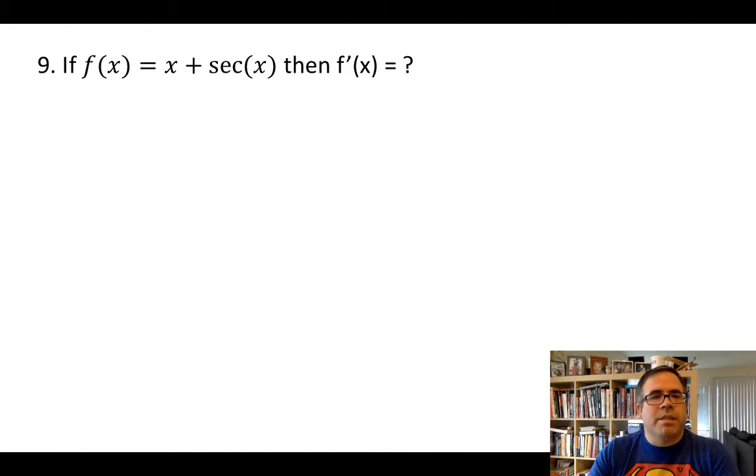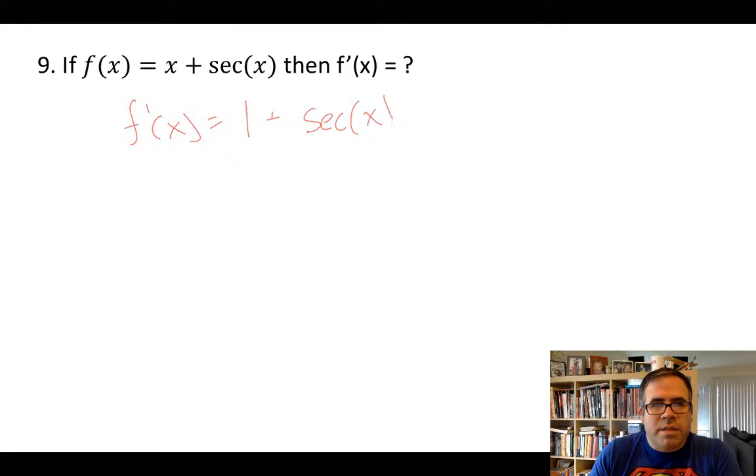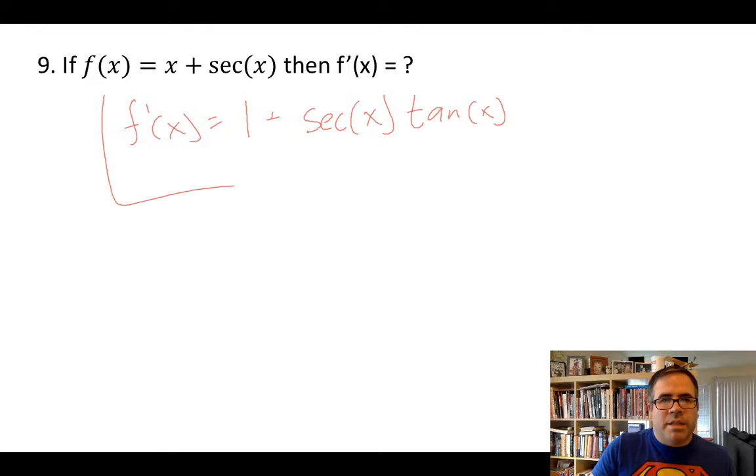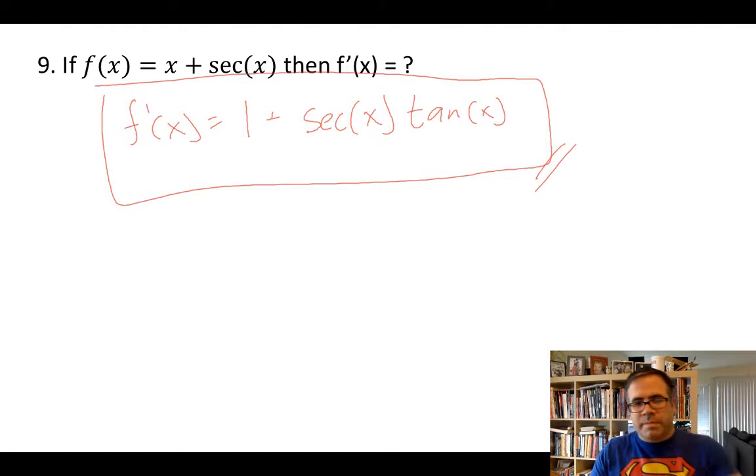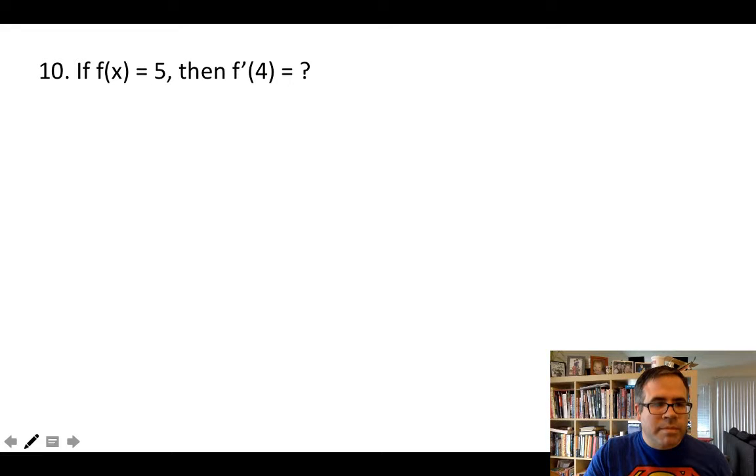Now, if f of x equals x plus secant of x, then what is f prime of x? Again, a pretty straightforward problem. It is just asking you to find the derivative of this function. F prime of x, since we're separated by plus, it's term by term. The derivative of x is 1. The derivative of secant is secant x tangent x. I know some of you remember it as tangent x secant x. It doesn't matter either way. As long as they are both written and they are multiplied together, that is exactly what I want. Great. Moving on.